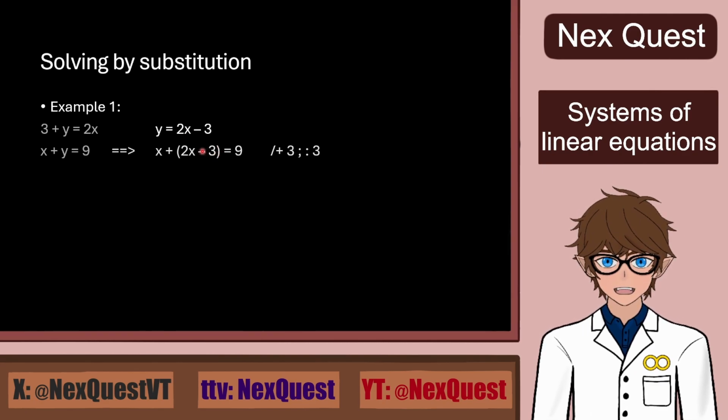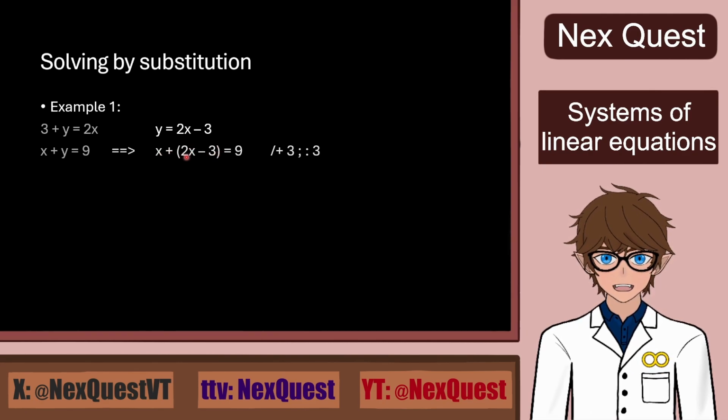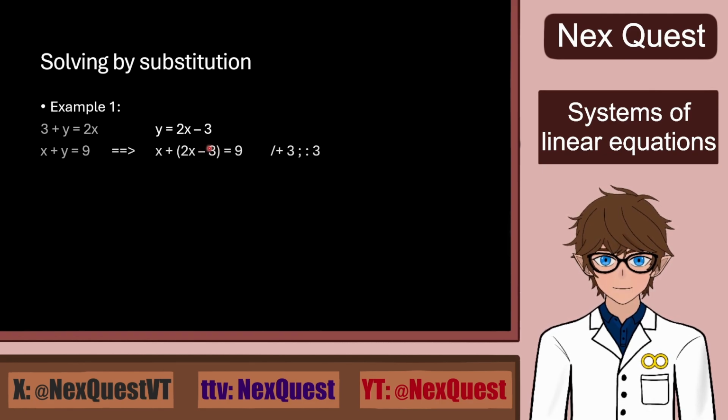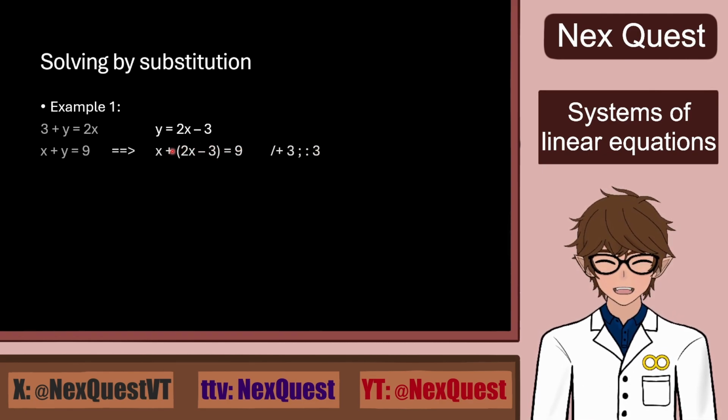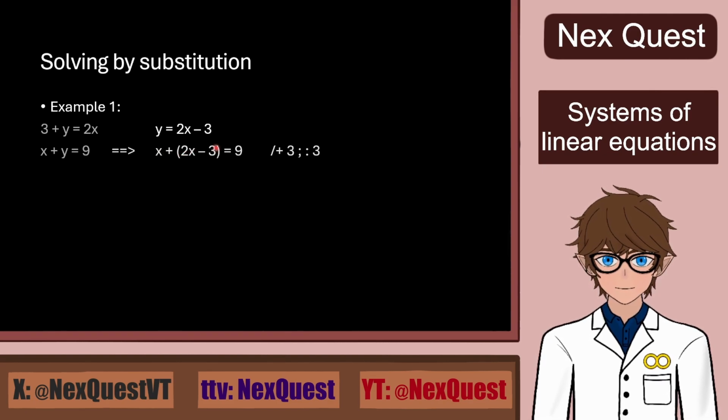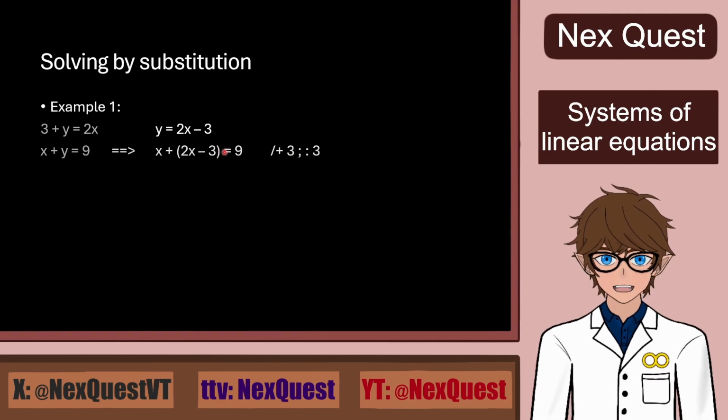Next up, we isolate x. So we can break the brackets because there's no multiplication. So we get x plus 2x minus 3 equals 9. Since we have minus 3 on the left, we add 3 on both sides. So we move it to the right. And then divide by 3, because when you add x and 2x together, we get 3x. So we would get 9 plus 3 is 12, divided by 3 is 4. Meaning that x is 4.